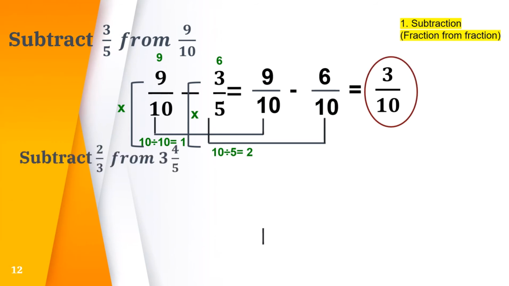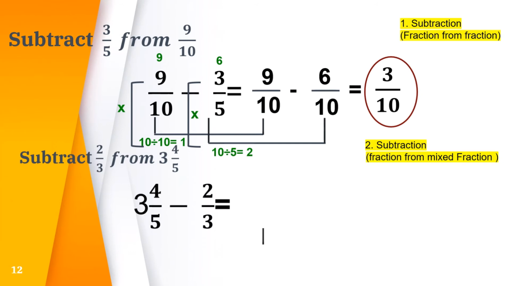Next, we have subtract 2/3 from 3 and 4/5. That is an example of fraction from mixed fraction. So, 3 and 4/5 minus 2/3. So, hanapin natin yung LCD nila. Dahil 5 and 3 sila, wala silang common factor, pwede na lang natin sila i-multiply. So, that 5 times 3 equals 15.